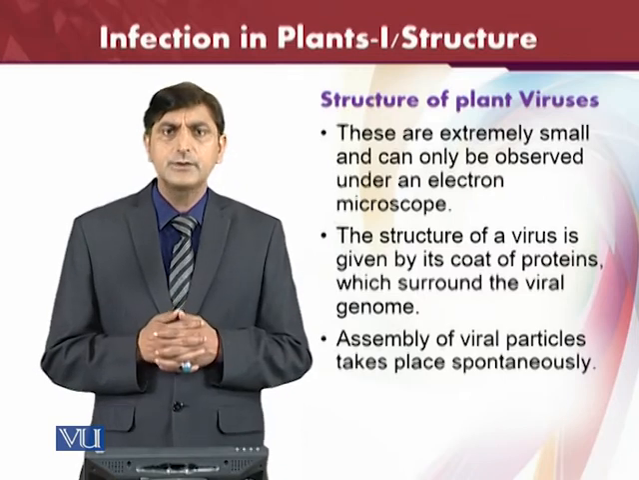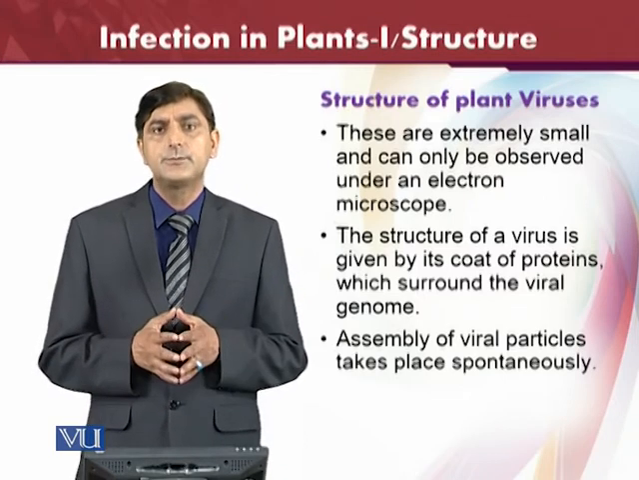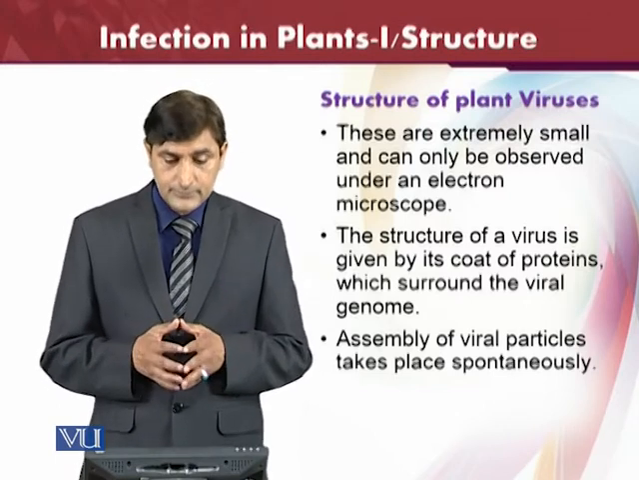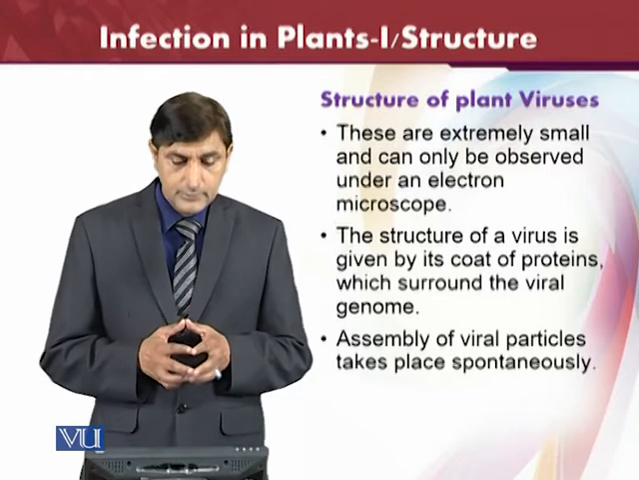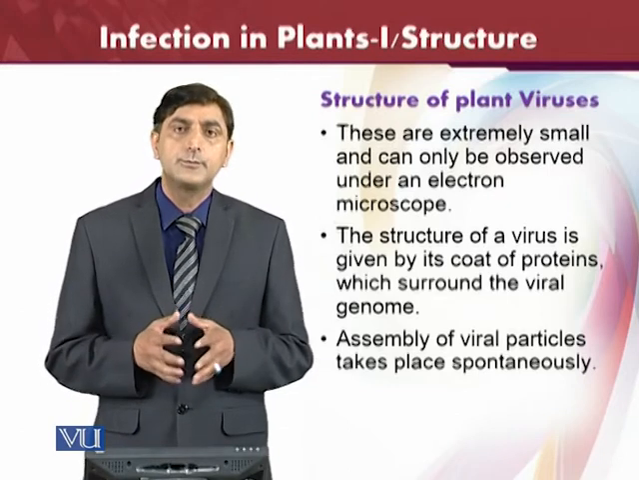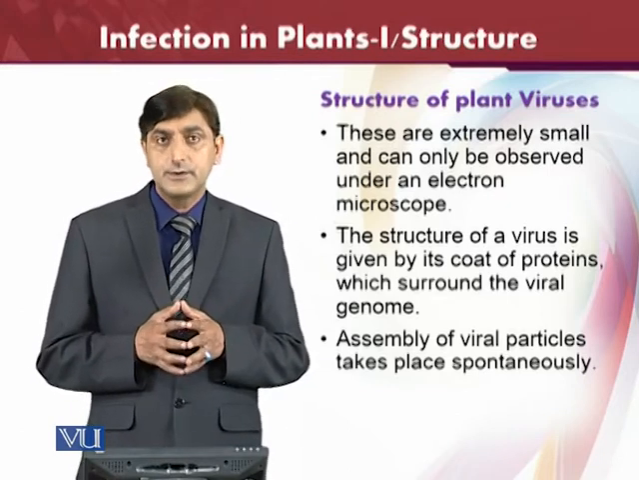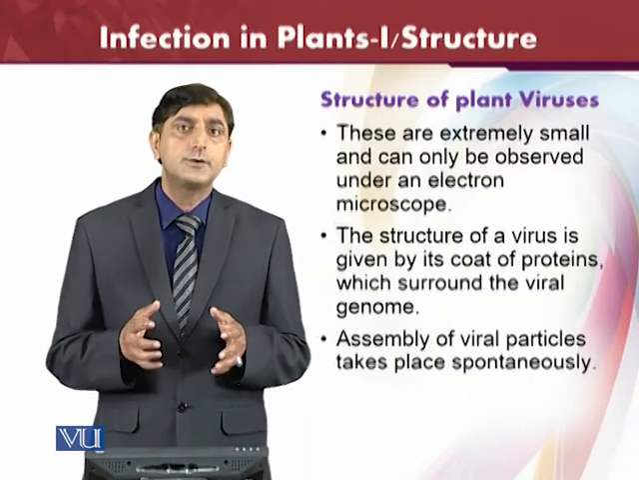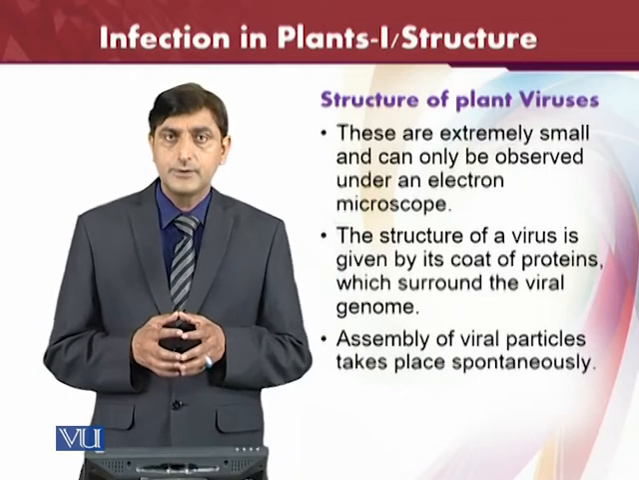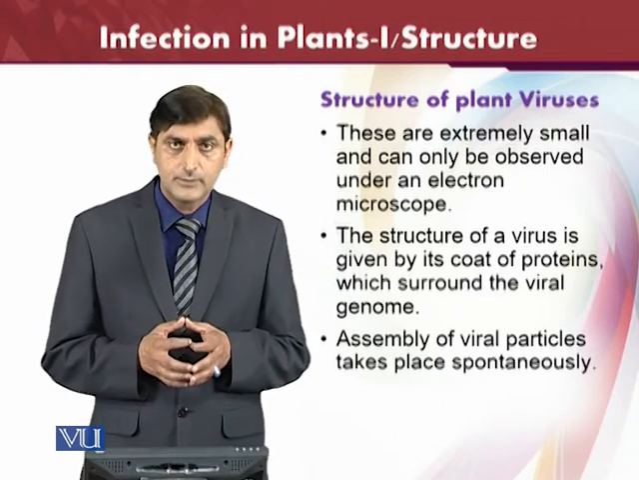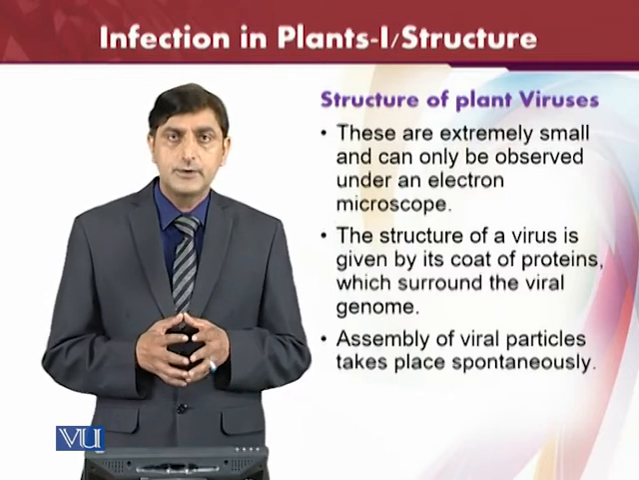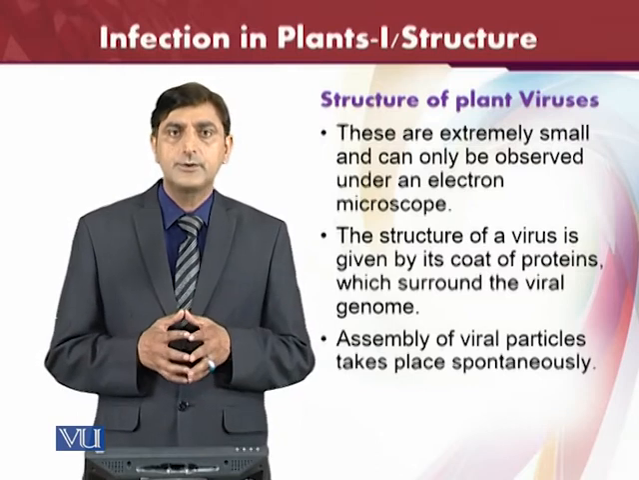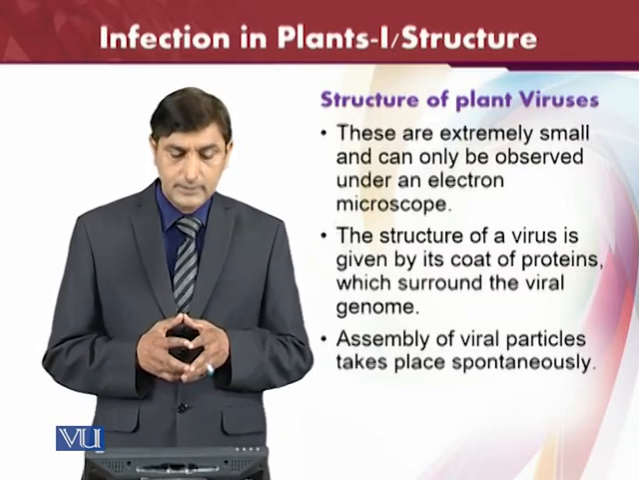Most of the time it is the rod shaped viruses which cause the disease, or maybe the isometric viruses which cause the disease in the plants. They are extremely small and can only be observed under an electron microscope. Most of the time single stranded RNA viruses are causing the disease in the higher plants. Therefore they are very small and it's not easy to see them without an electron microscope. However, some double stranded RNA viruses or DNA viruses are also capable of causing the disease.